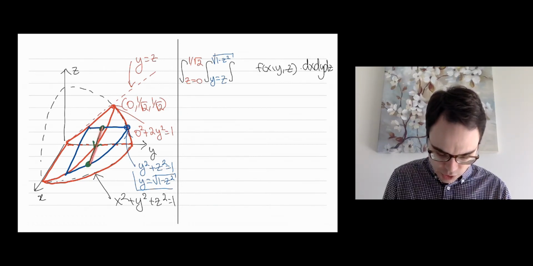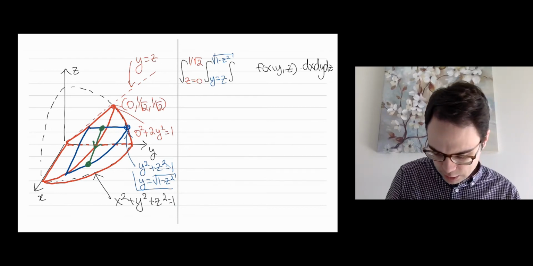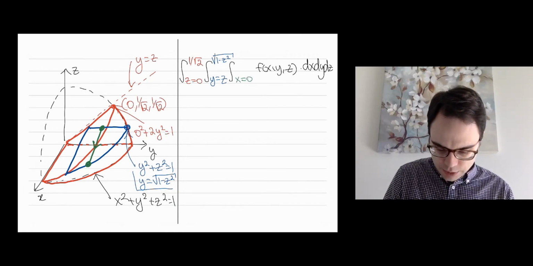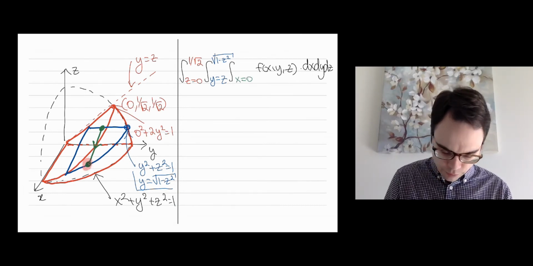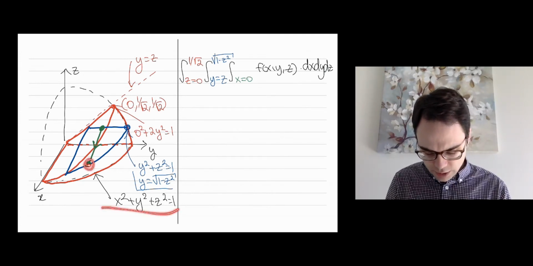So where does x start in this green segment? It starts back here where it is equal to 0. So this line segment, this green point, is in the y-z plane. So x starts at 0, and x stops over here. So I know that this point lives on the sphere.